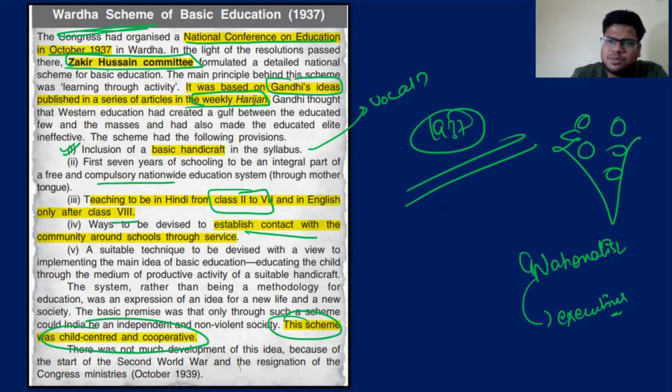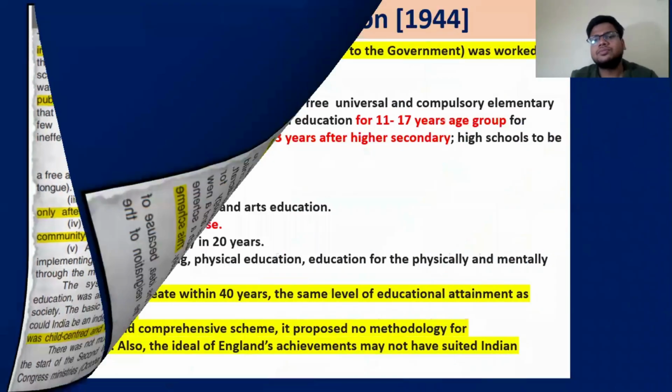But the Congress ministries resigned very quickly, they were in office only for 21 months. So nothing was done based upon this scheme.